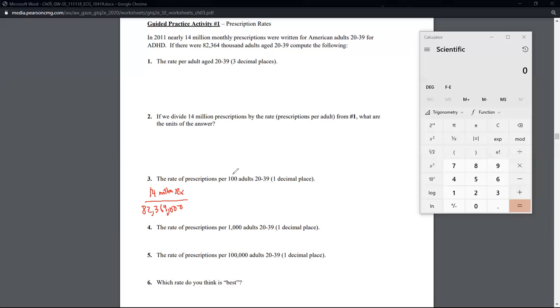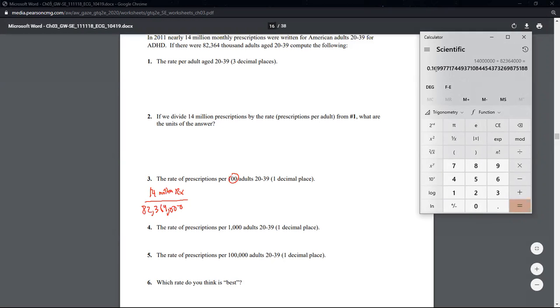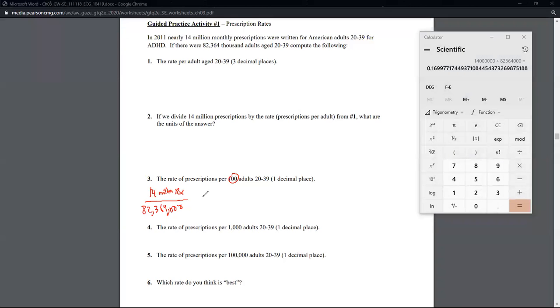So this is ultimately trying to reduce this to a per 100. If you just do this division off the cuff, what you get is 14,000,000 divided by the 82,364,000. There we go. And we get 0.17 blah, blah, blah. So I think we rounded that to 3 decimals, which ended up coming out to 0.17. Yes, we did. So that would be prescriptions per, and I forgot to write adults. And yes, it's in that specific age range of 20 to 39, but I don't want to have to write all that detail. So 0.17 prescriptions per adult in the age range.